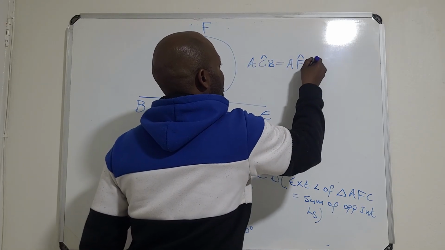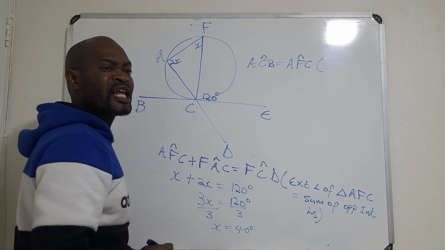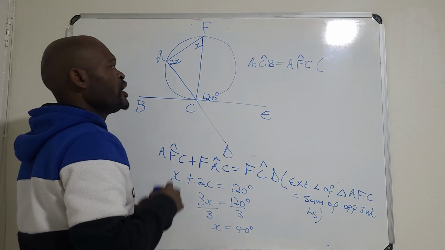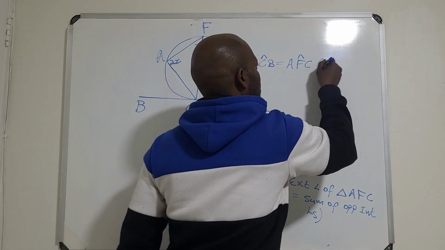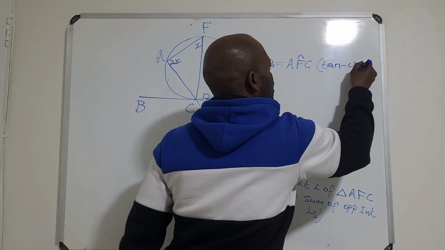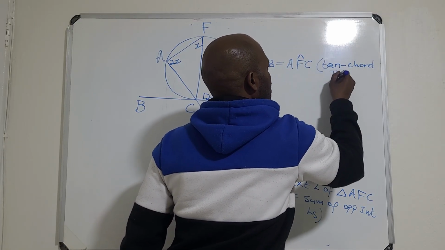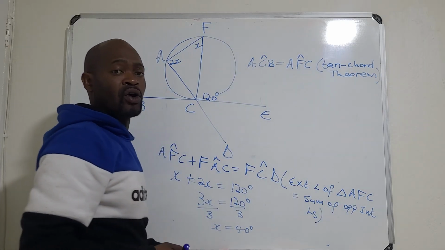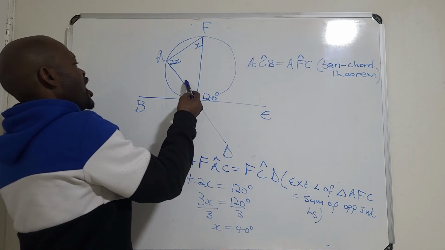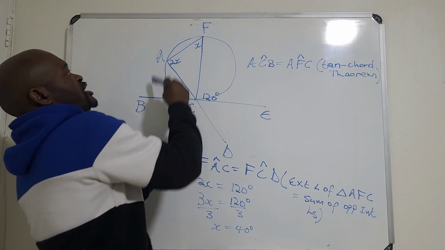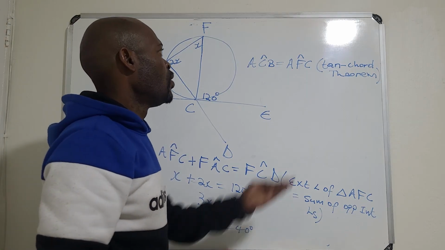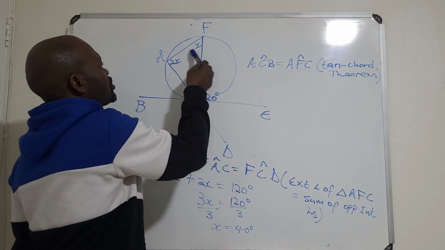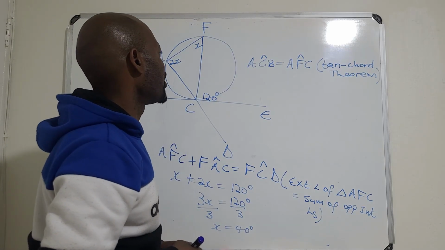Why are we saying that? Why do we say this angle is equal to that angle? We know the tan-chord theorem. No need for us to say the angle made by the tangent and the chord is equal to the angle in the alternate segment. Once you say tan-chord theorem, we know that it means this angle is equal to that angle.